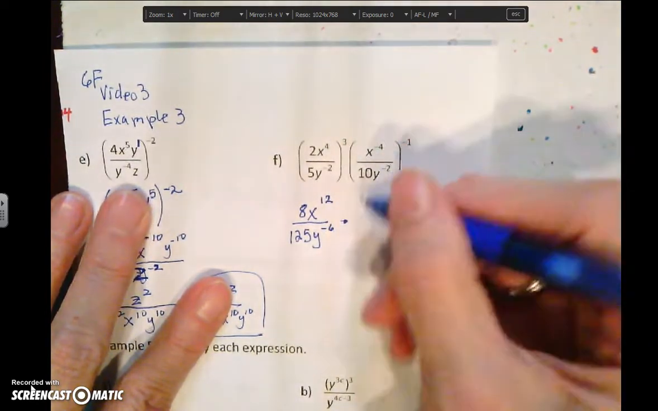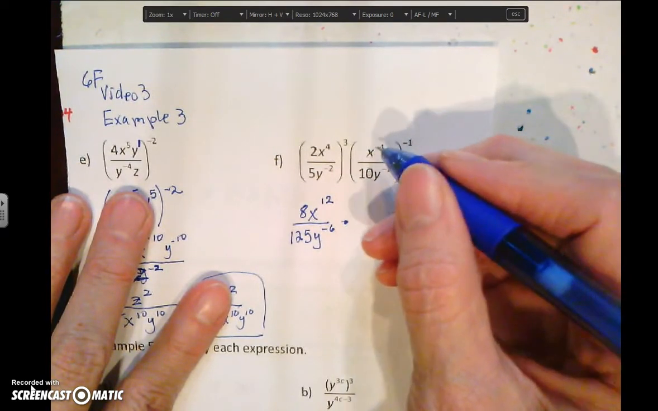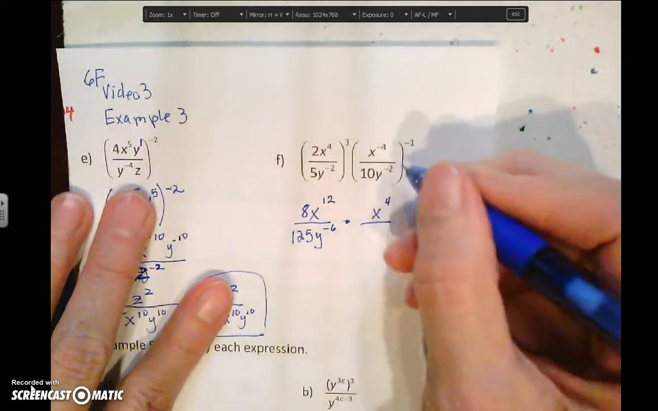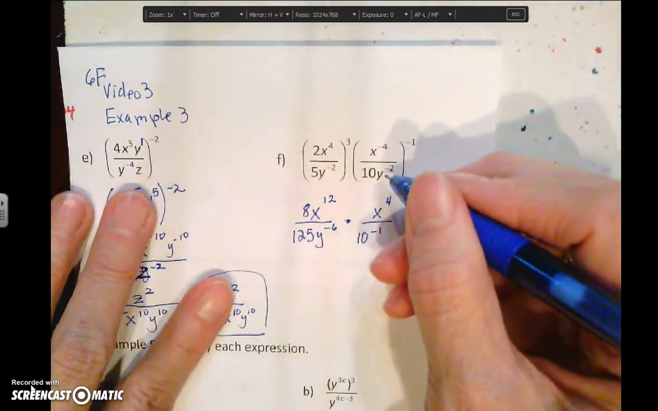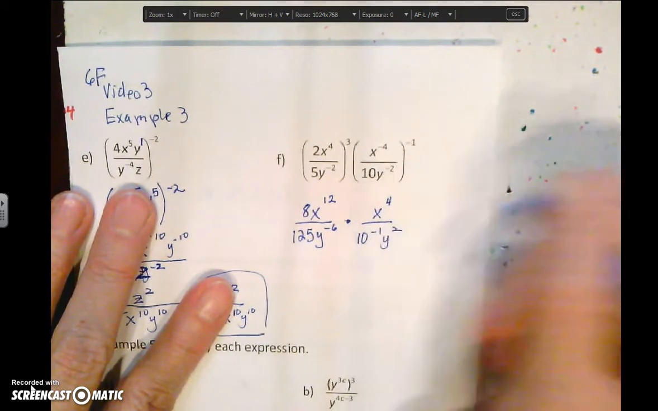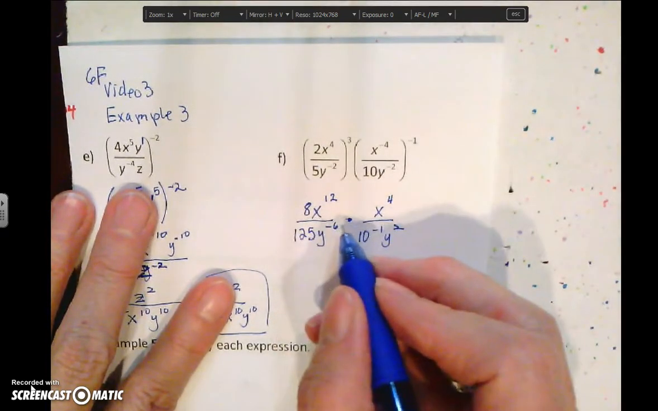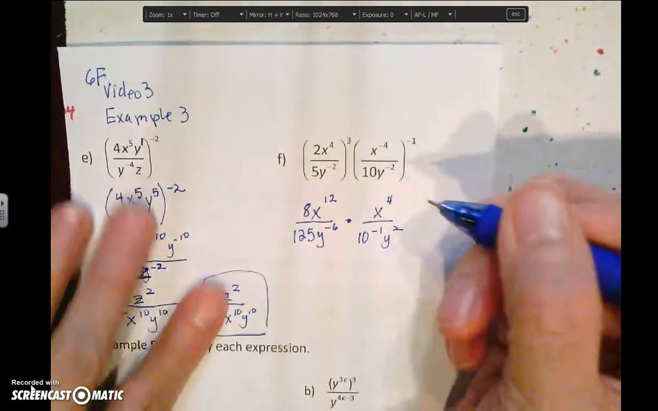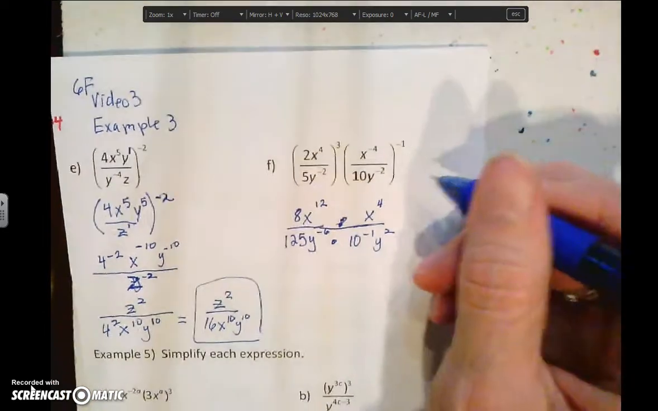Okay, so 2 parentheses touching, that's multiplication. I'm going to do the same thing over here. So I have a negative 4, power to power, multiply those and get x to the 4th. 10 to the negative 1. And then negative 2 times negative 1, so power to power, multiply and get y squared. So at this point, we've got multiplication, so we can really draw a big fraction bar because in multiplication, it doesn't matter the order. So let's say we just did that. This is multiplied, and this is multiplied.